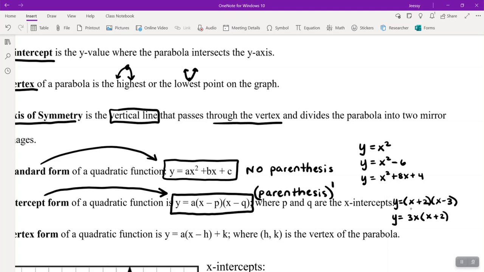Now, these don't look like they have a degree of 2, but they're still quadratic because the implication is that you're going to multiply. What is x times x? It's quadratic. Same thing here. 3x times x, 3x squared, so it's quadratic, okay?